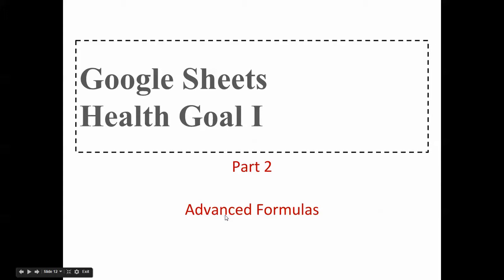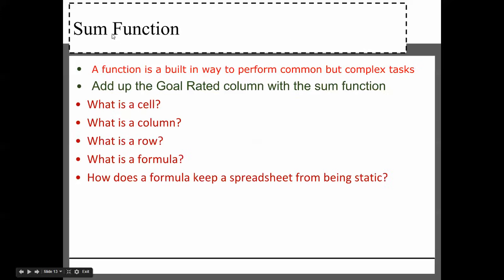Alright, in part 2 we're going to learn about advanced formulas. Okay, a function is a built-in way to perform common but complex tasks. Write that down. Add up the goal rated column with the sum function. What does this? We're going to answer this in a second. Alright, so let's take a look at what we're going to do.